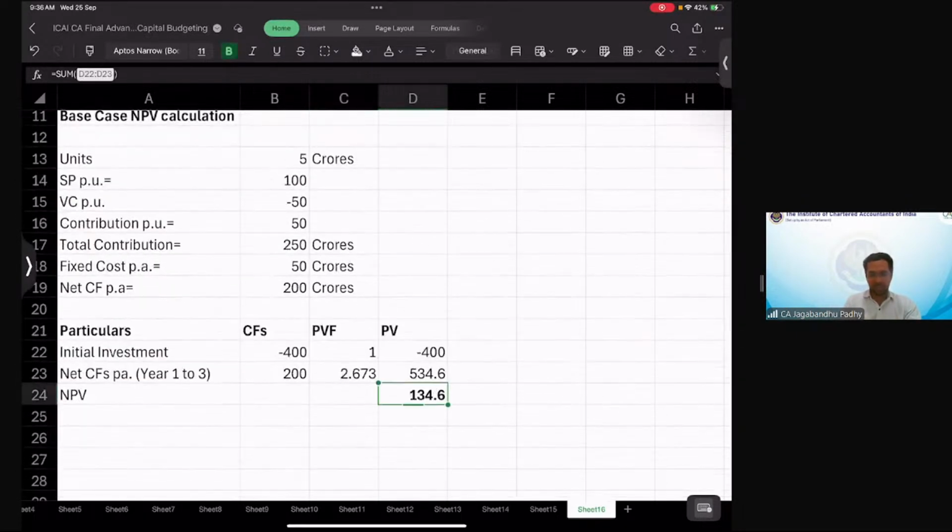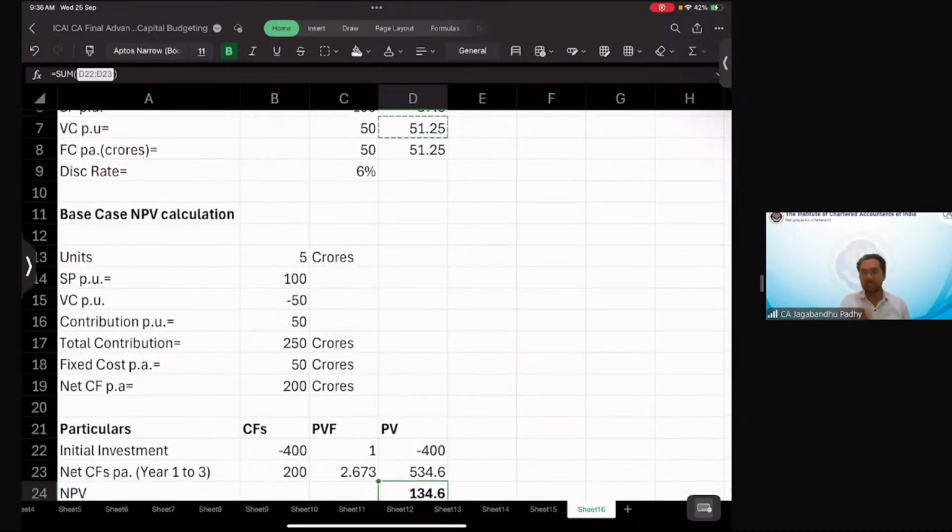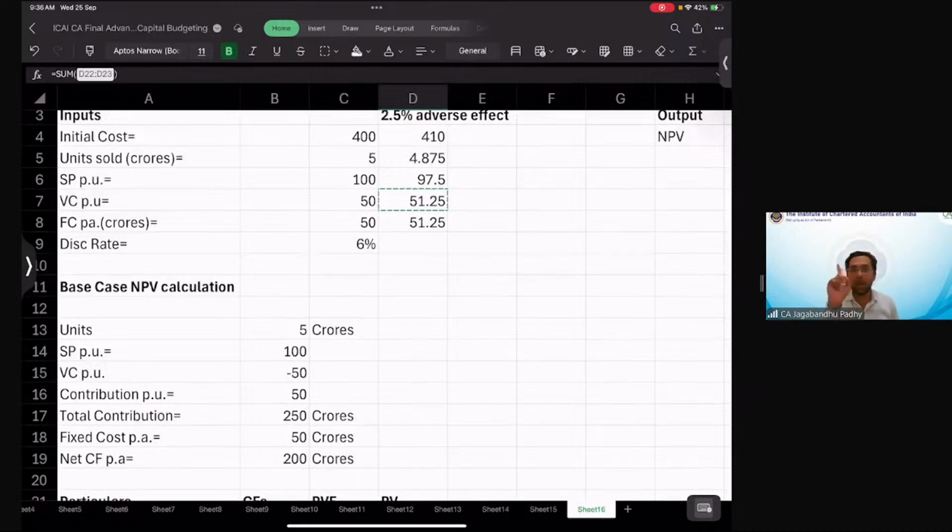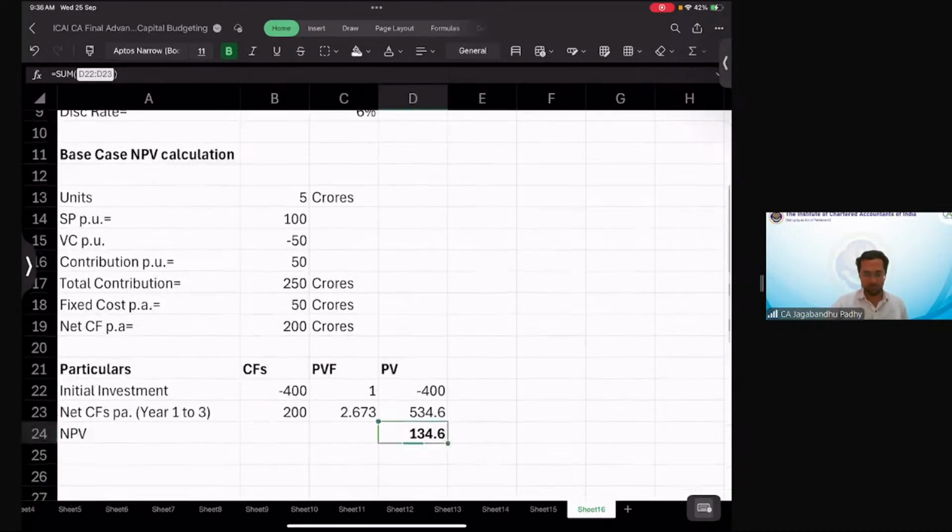Now we have the base case NPV of 134.6, right? We want to see what is the impact of these changes one by one, not all in one go. One by one impact. How much is it going to have on my NPV calculation? So this is the base case scenario that we have. We are going to have multiple scenarios now, with the respective calculation of NPVs. So this is the base case NPV.